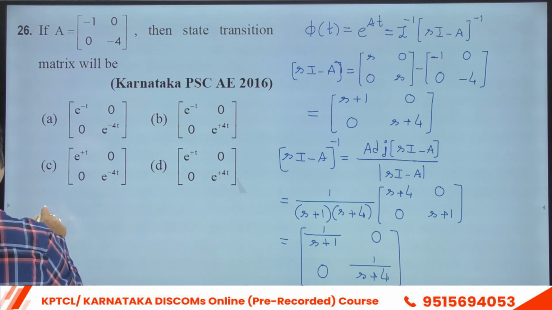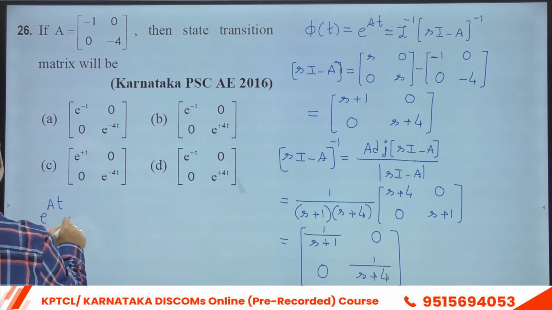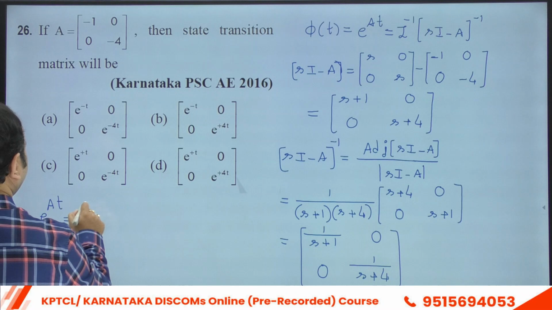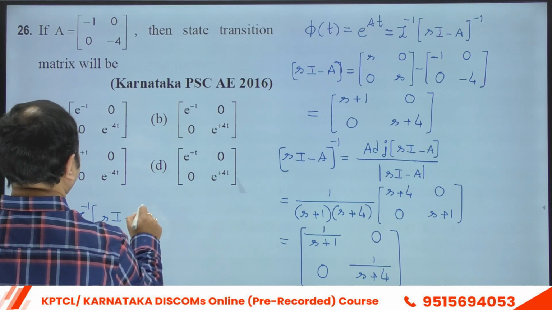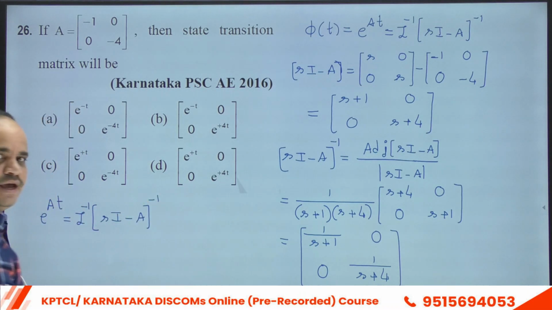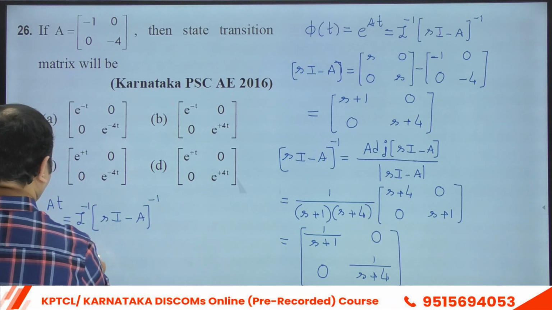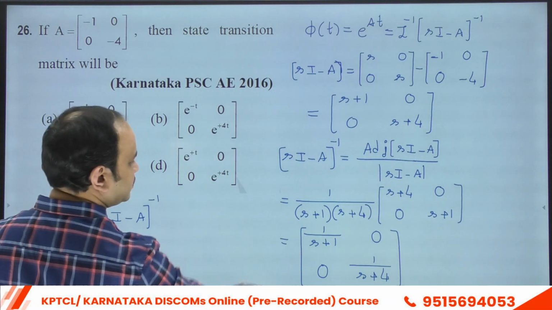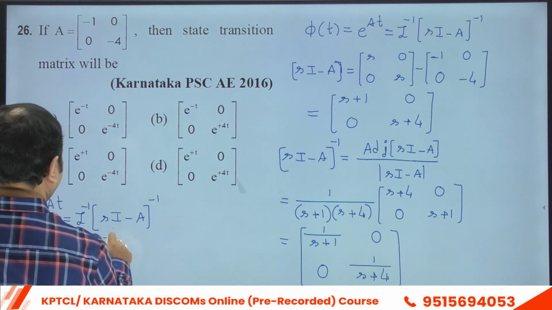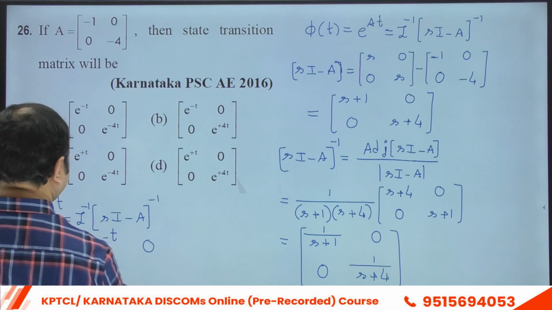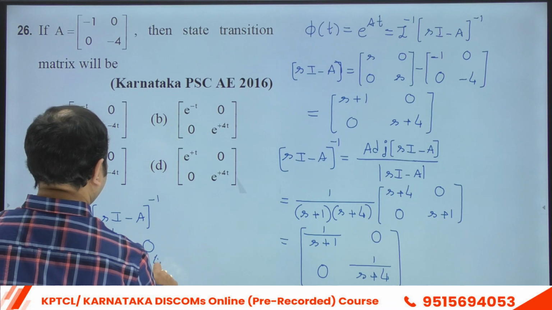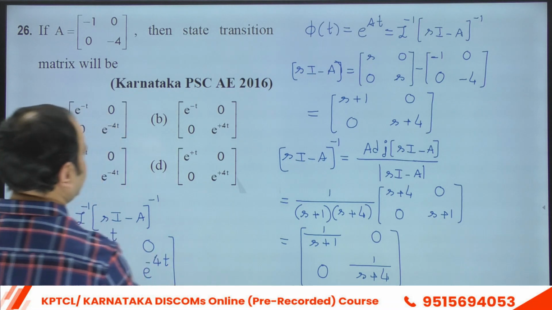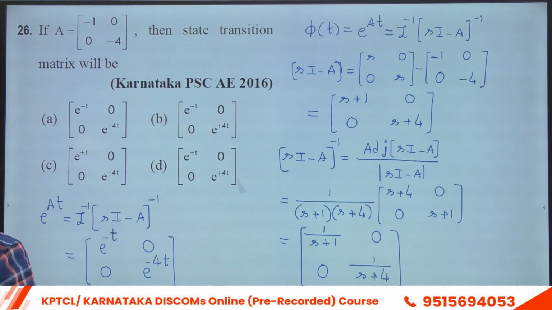Now what is the state transition matrix e^(At)? The inverse Laplace transform of (sI minus A) inverse. Therefore, what is the inverse Laplace transform of 1 by s+1? e^(-t). This is 0. This is 0. And the last element will be e^(-4t). So which option is suitable here? Option A.